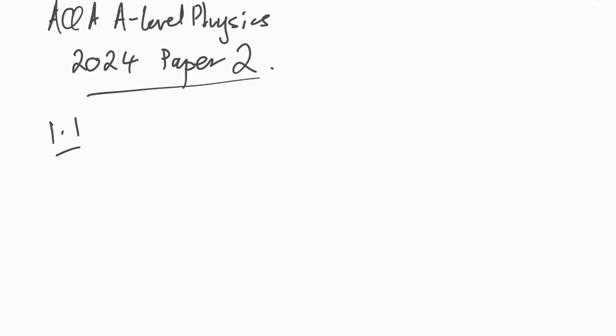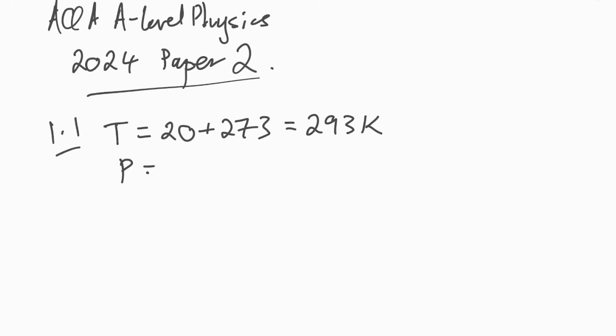1.1, we have air at a temperature of 20 degrees. We know we're going to have to turn that into Kelvin, so we might as well do that now. So temperature is equal to that 20 degrees plus 273. That gives us 293 Kelvin, and a pressure of 105 kilopascals. I'm going to say 1.05 times 10 to the 5 pascals. So the amount of air in each cubic meter is about 40 moles.